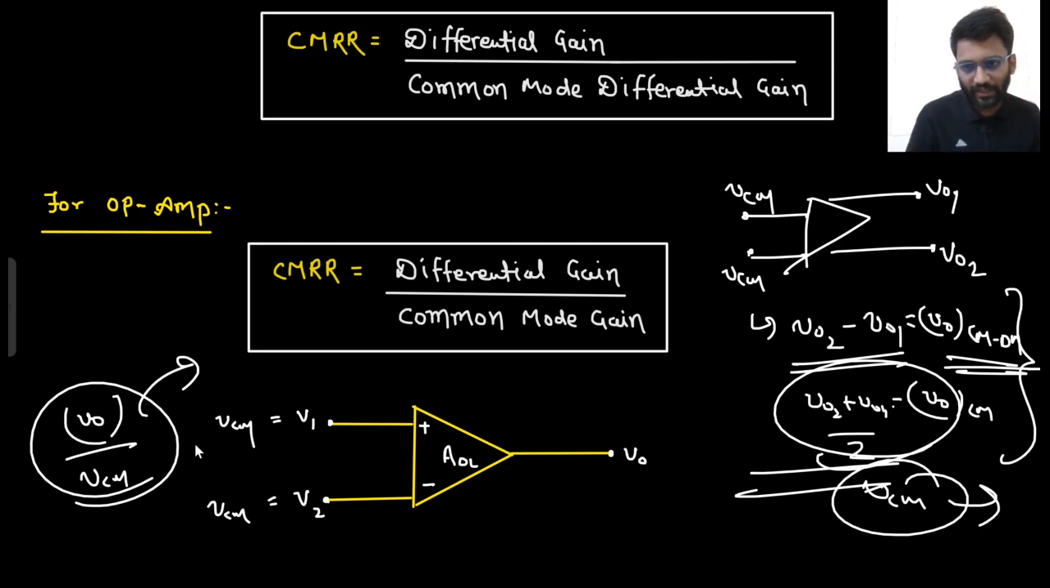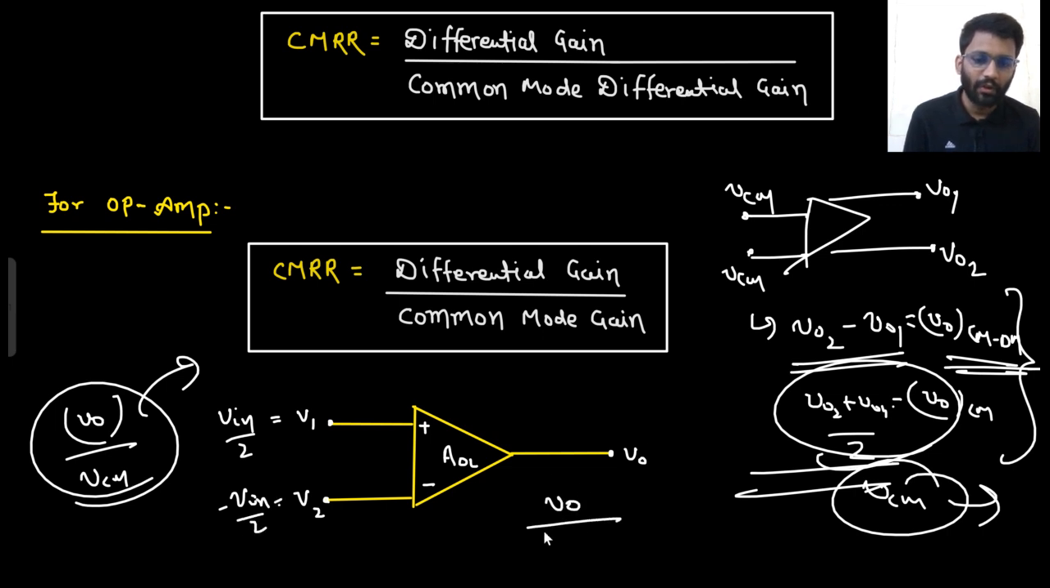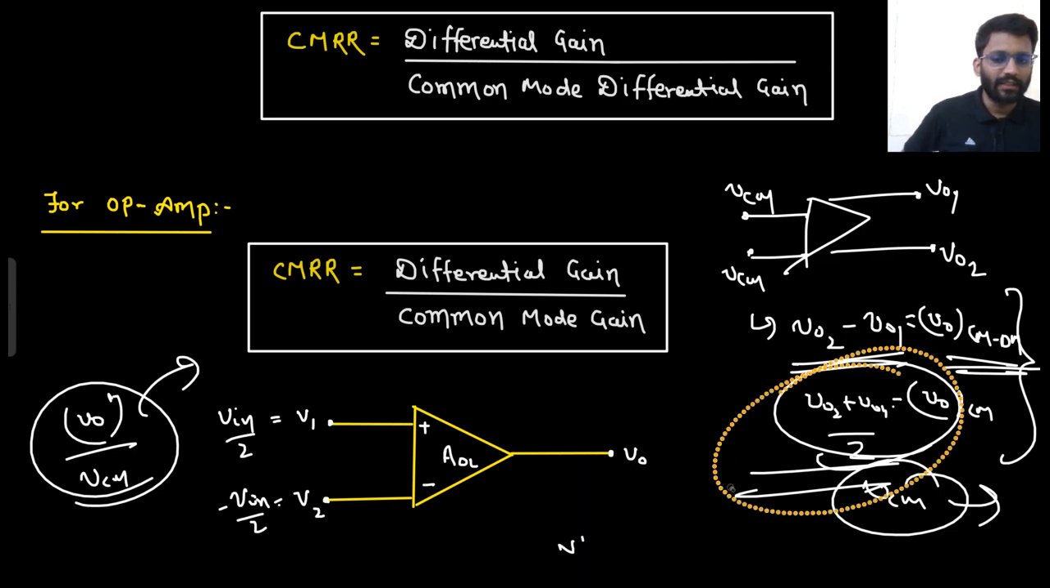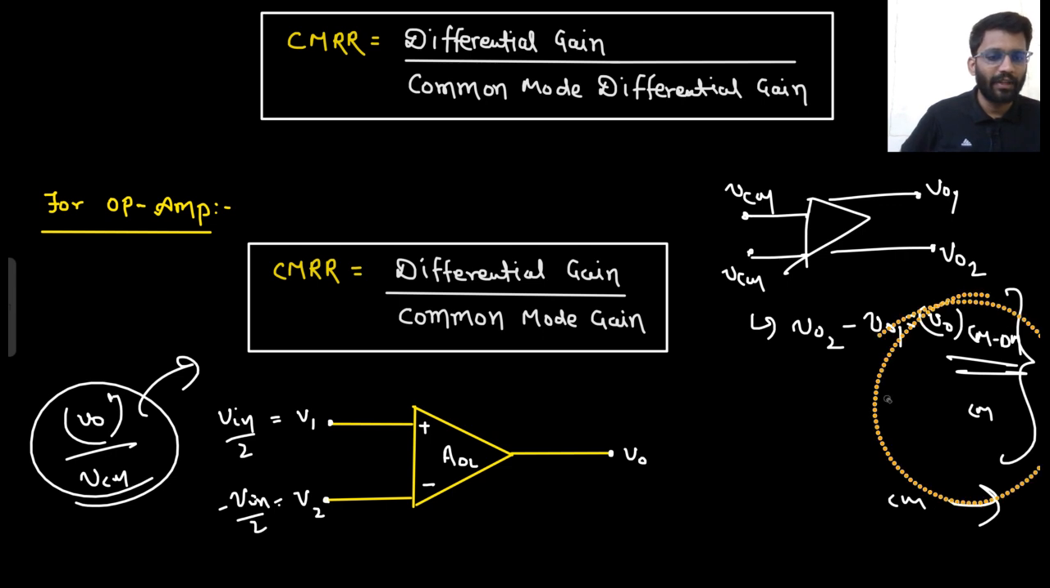And what will be your differential gain? For differential gain, what will you do? You will apply V positive as Vin by 2 and V negative as minus Vin by 2, and then you calculate the output. So V naught divided by the subtraction of both of these, which would be Vin only. This is your differential gain. This is your common mode gain. Understood? So I hope you are getting these things clear. We will discuss common mode gain and differential gain.